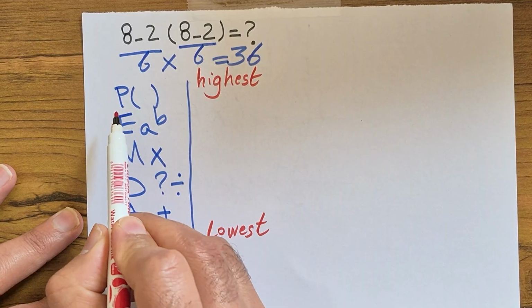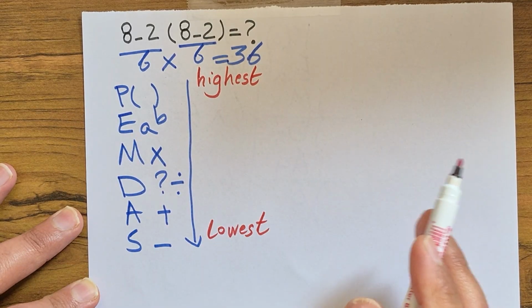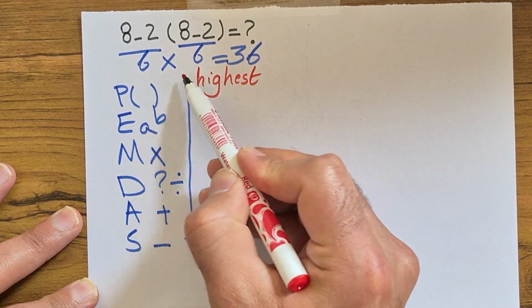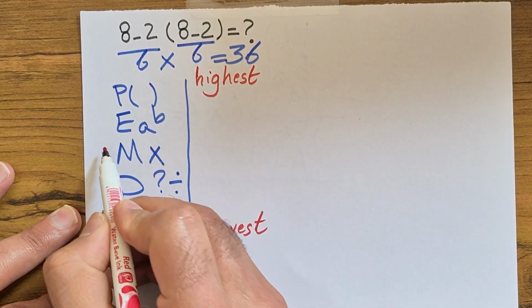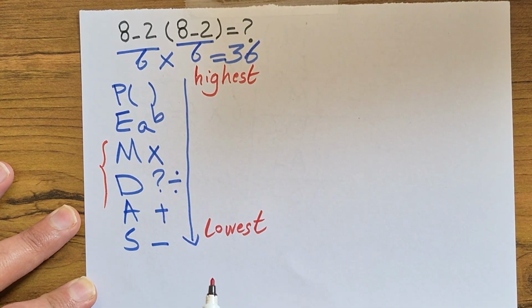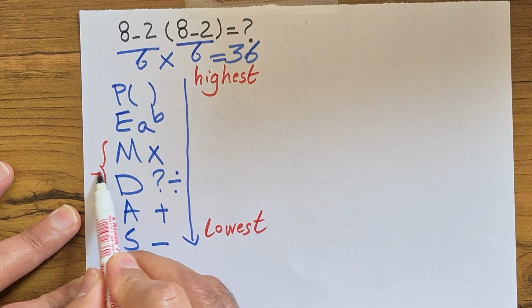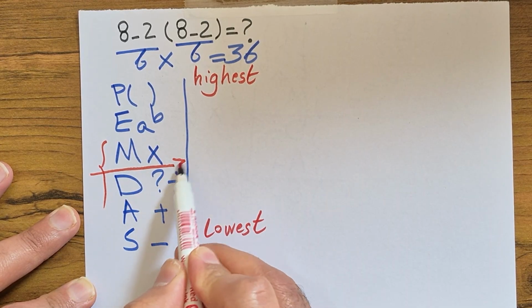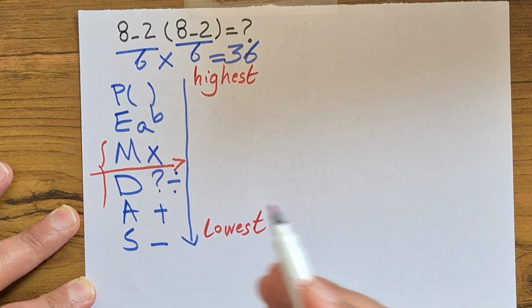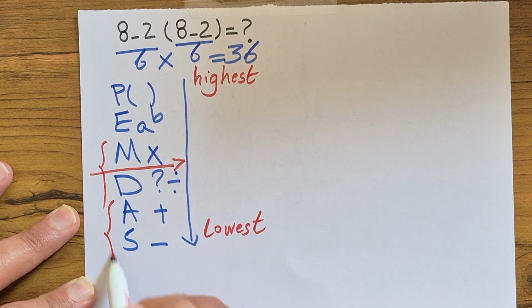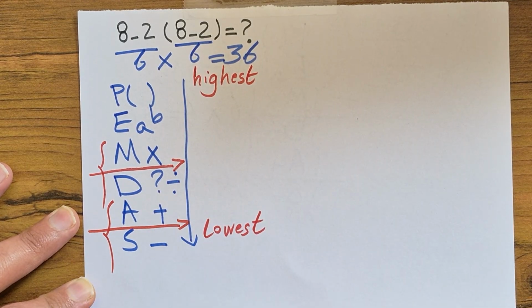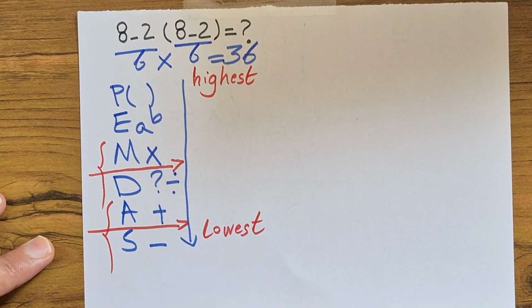It means that first go for parentheses. If there is any parentheses, you should do this at first. Then go for exponents. Then for multiplication and division, whichever comes at first, go from left to right. MD or DM does not matter. And the same for addition and subtraction. Go from left to right.